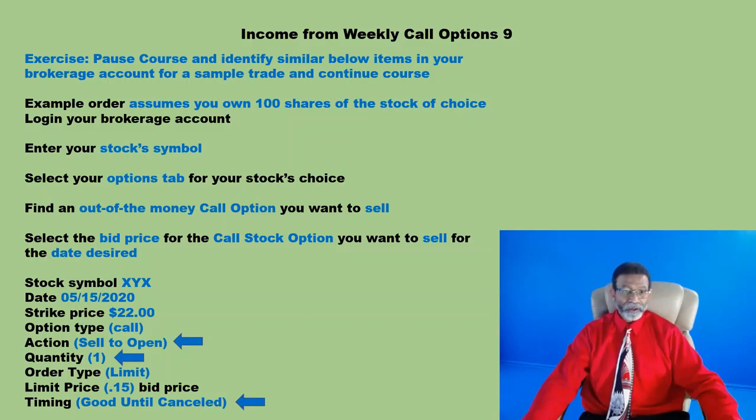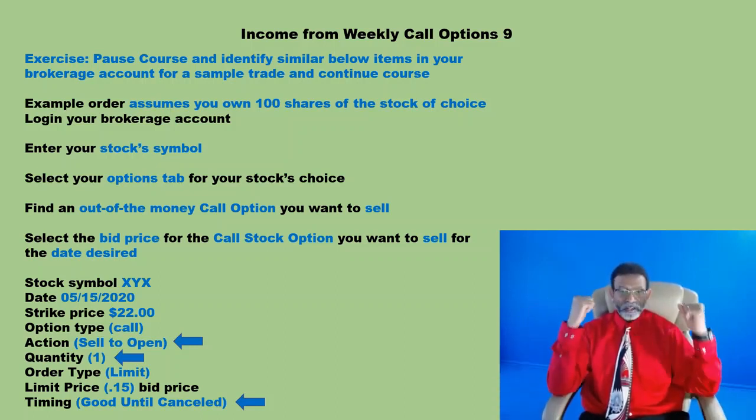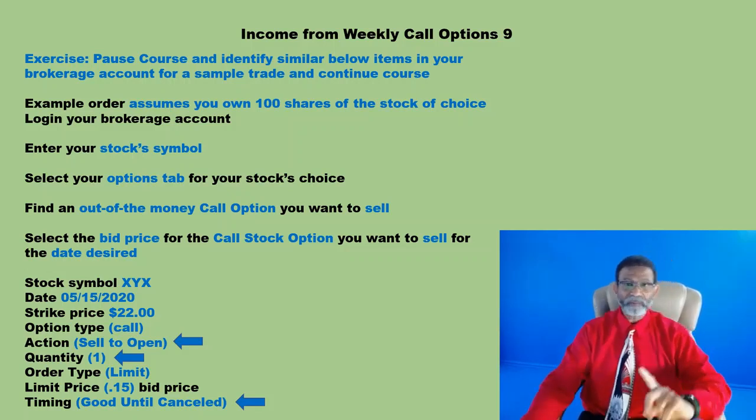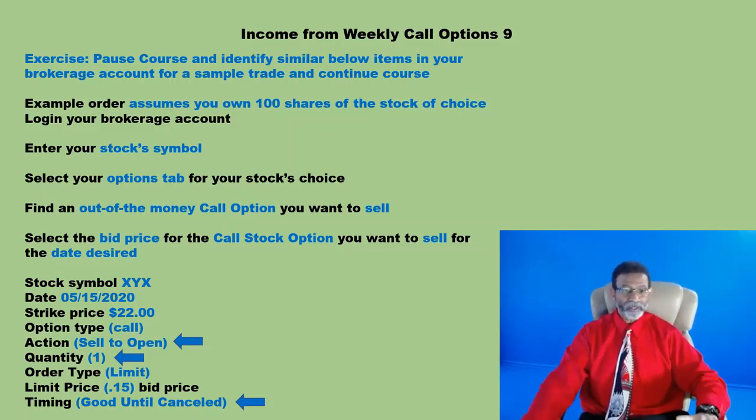The type of option is a call option because in this case we're doing a covered call. This is very important in the action: we want to sell to open. Then choose how many option contracts you want, in this case one option contract.